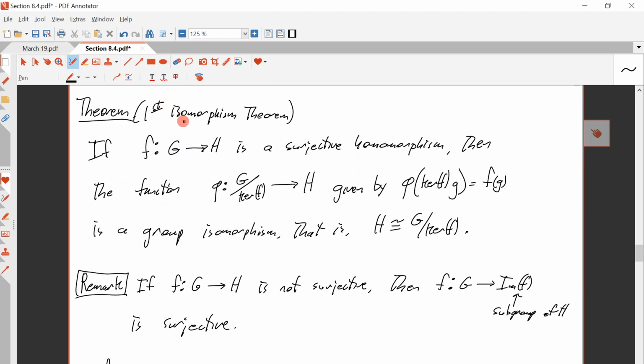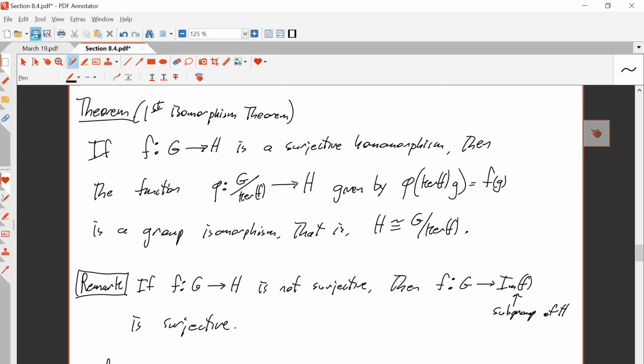We are continuing the lecture on section 8.4. We did part 1 earlier. Right now we'll do part 2. And we left off with the first isomorphism theorem.